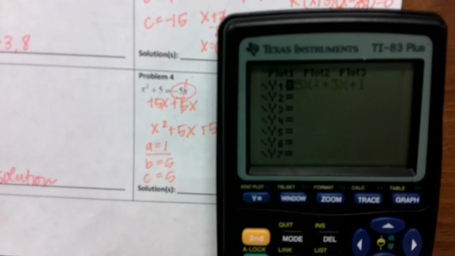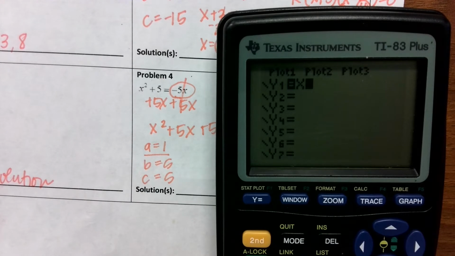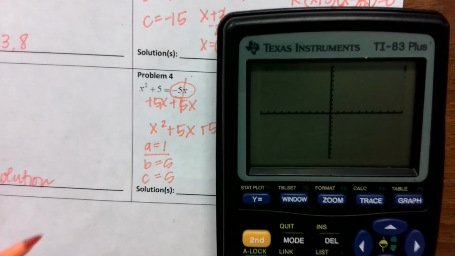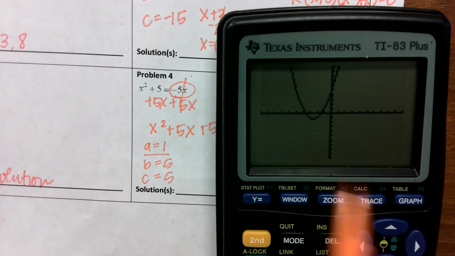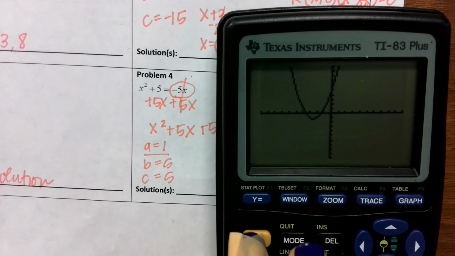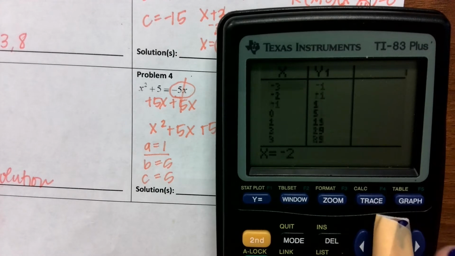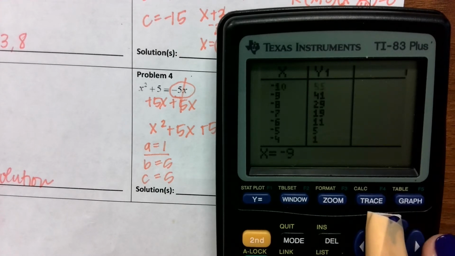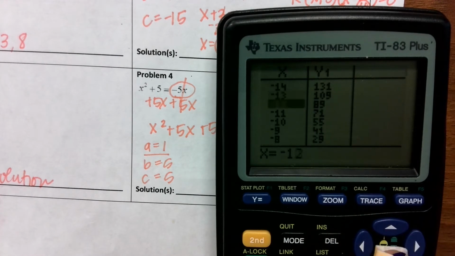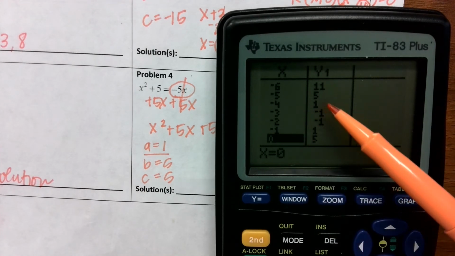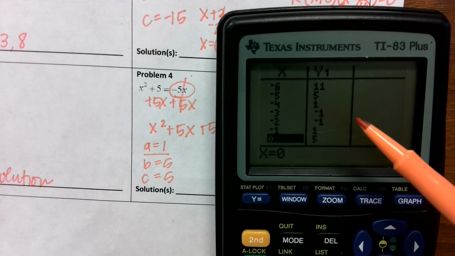In trouble, Jonathan. X squared plus 5x plus 5. Let's graph it and see. This one should have 2 solutions. So let's check this one. Second table. Ooh. And so even with graphing, you can see that the numbers get smaller here and then they start going up. And that means that the solutions are decimals.